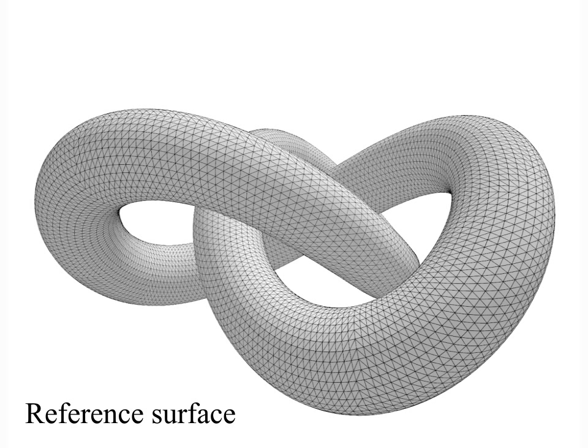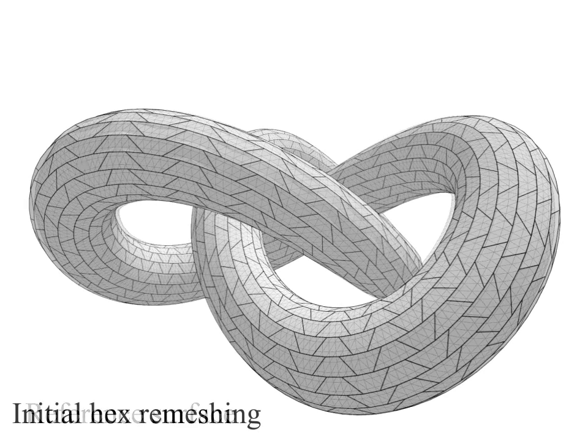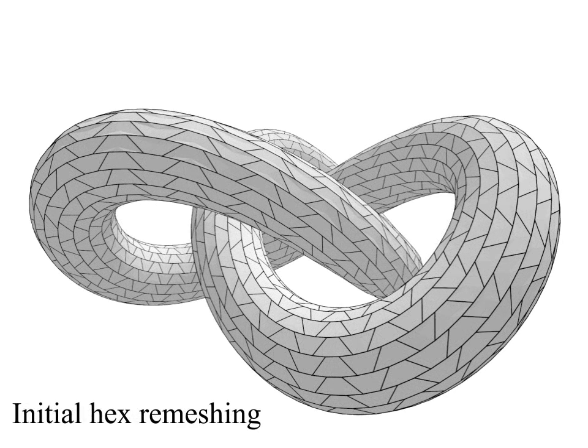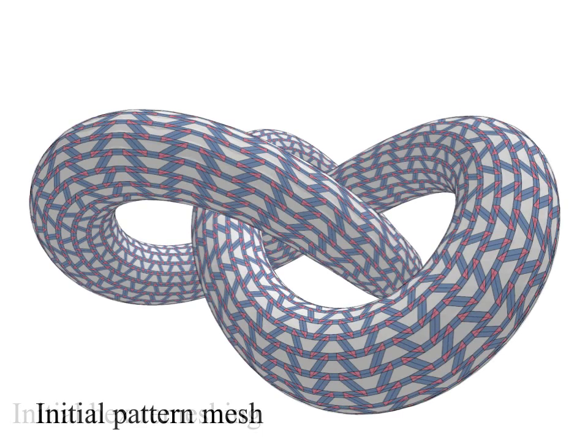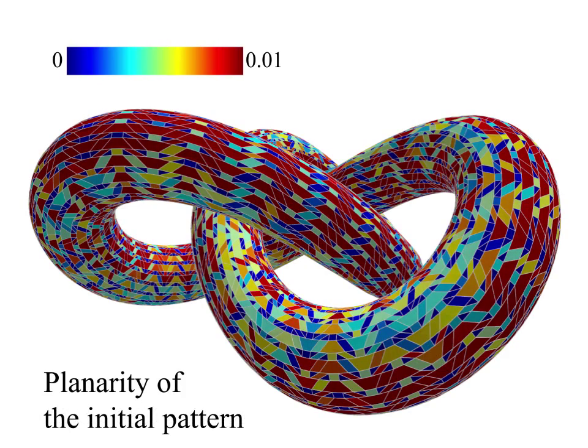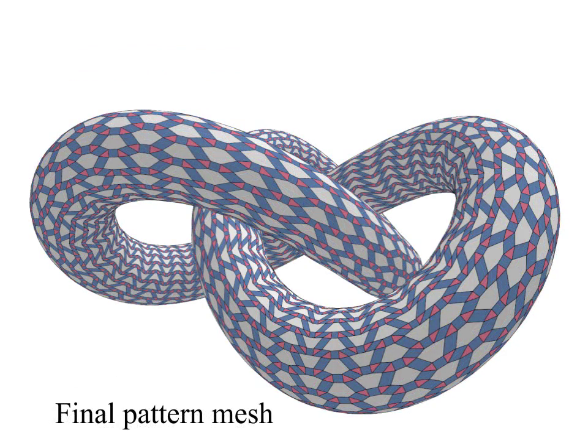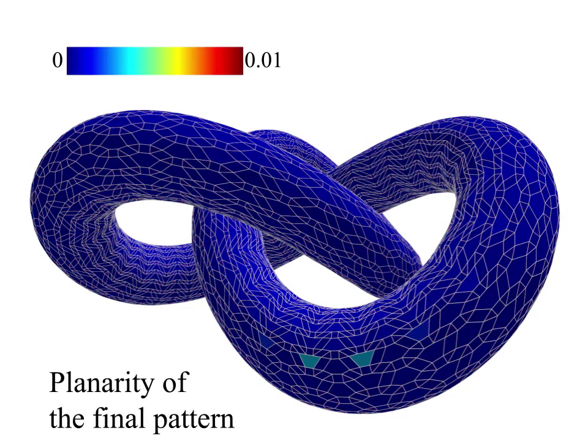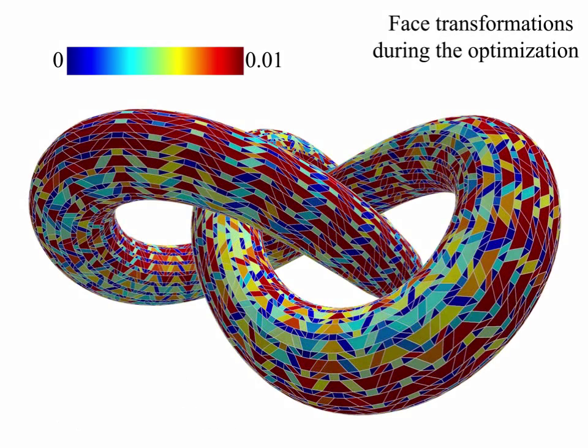This is a reference surface mesh for the knot examples. Here we show the initial hex remeshing. This is the initial pattern mesh after subdivision. Note that the faces are not planar as shown in this visualization. This is the final pattern mesh. The mesh has been successfully planarized. We visualize the face deformations during the optimization process.